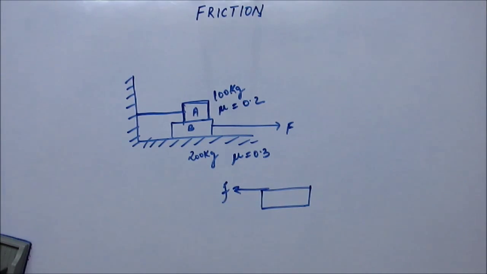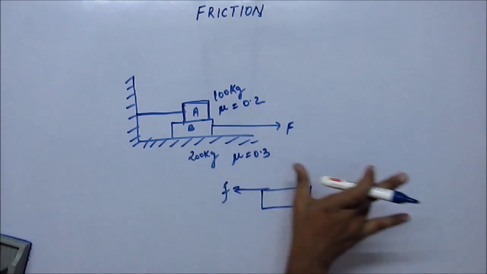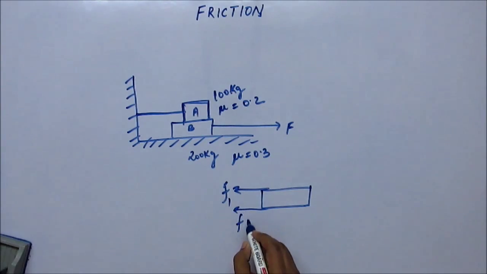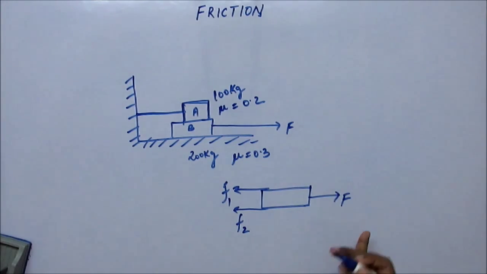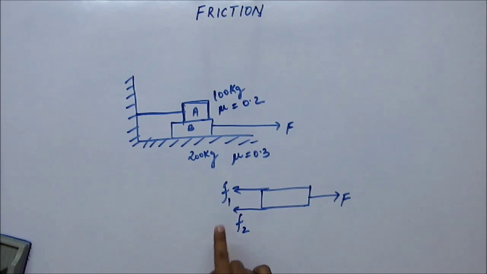Okay, and between the B and ground, again with relative to ground, B is moving in forward direction. So between B and ground, friction force is again going to act in backward direction because it's going to oppose the relative motion. So that's how the friction force will be acting, and this is how the external force is acting. So B will start to move just when the external force equalizes the friction force, sum of both the friction forces. That's what you have to do.